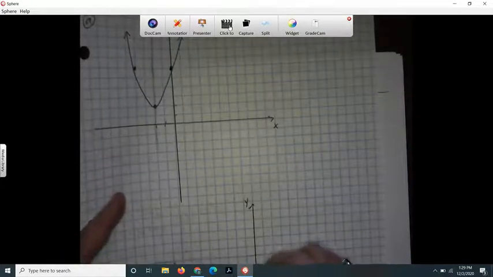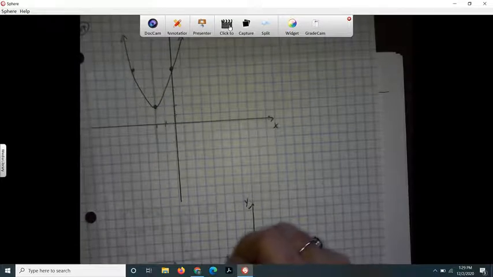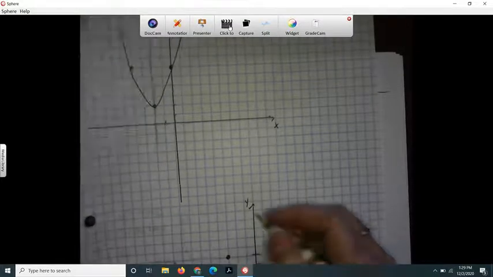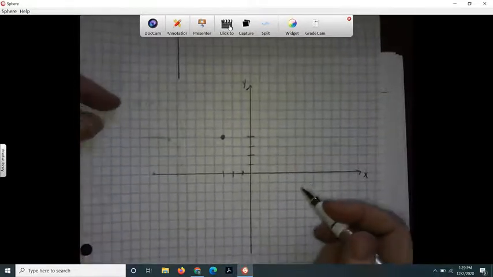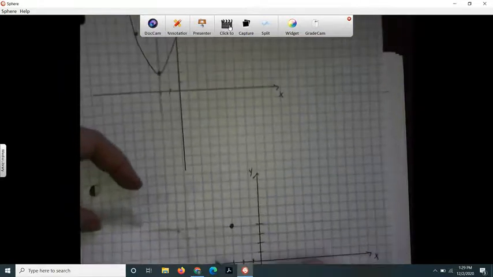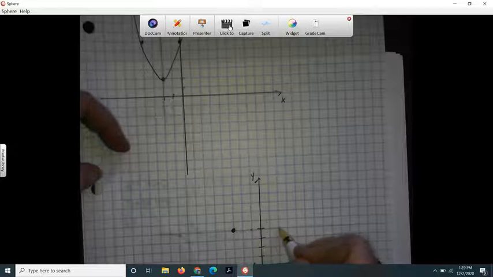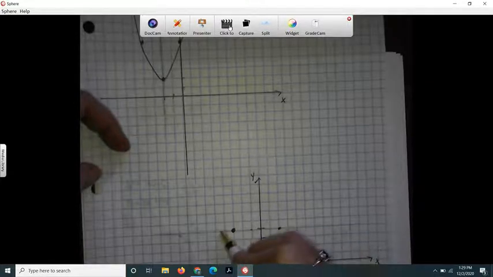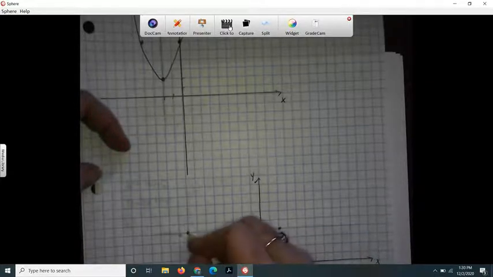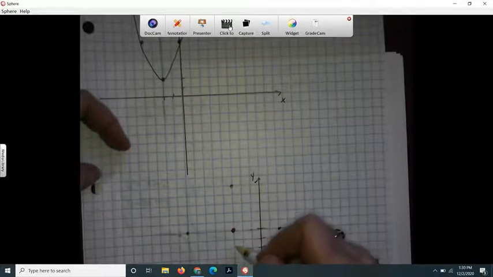1, 2, 3, 4. So if you just count by ones, then you don't have to confuse people and you don't have to write all the numbers all over the place. Okay, and then what is my radius? My radius is 5. So all I'm going to do is go 5 to the right, 5 to the left, 5 up, and 5 down.